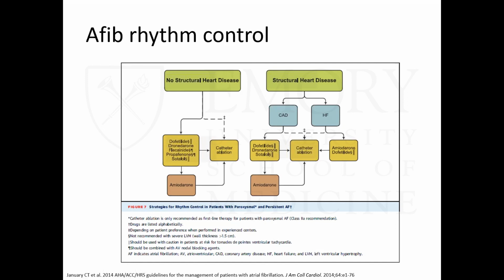If you've got bad kidneys and structural heart disease, really Amiodarone is the only drug that you can use, and the options are limited other than ablation. But if you do have structural heart disease and renal function's okay, Sotalol and Dofetilide can be reasonable options.